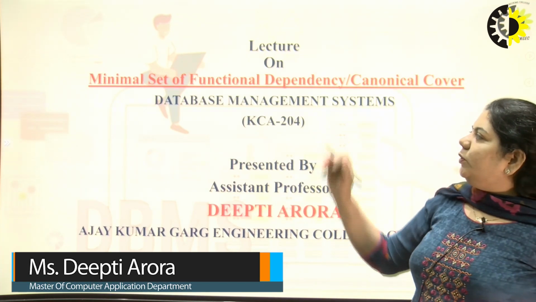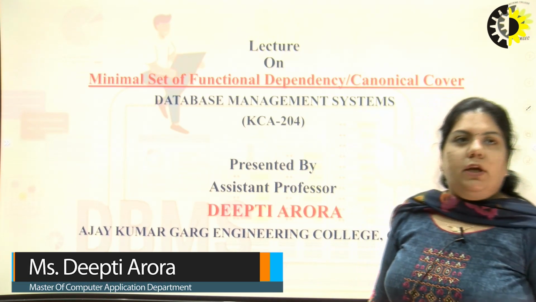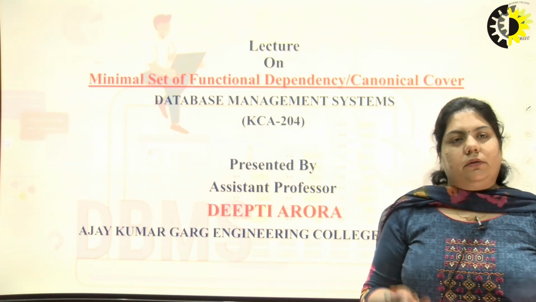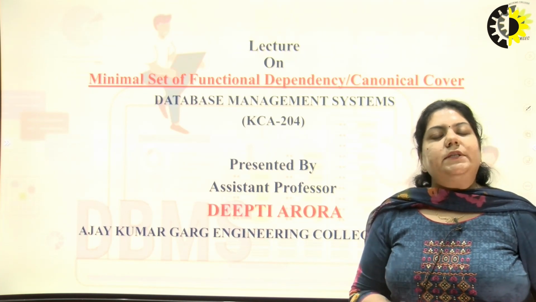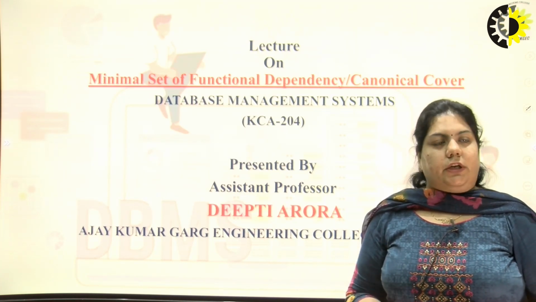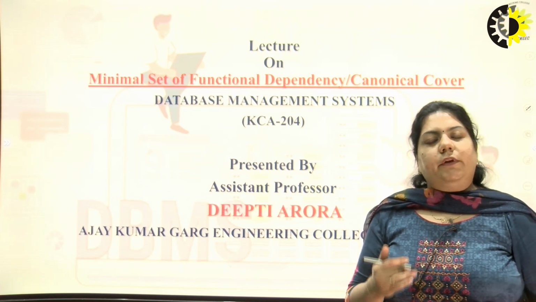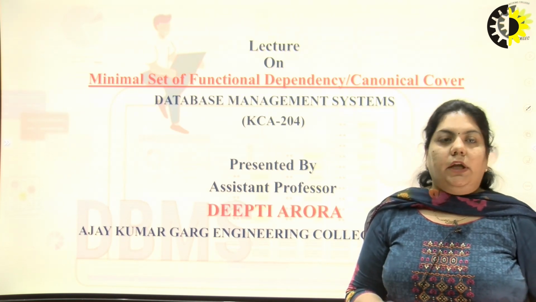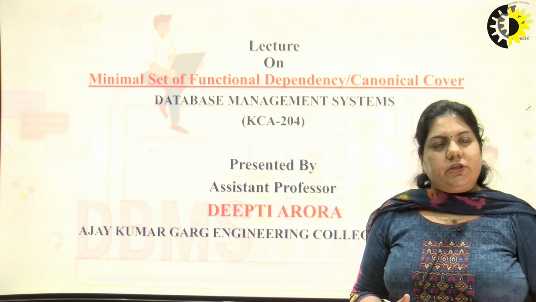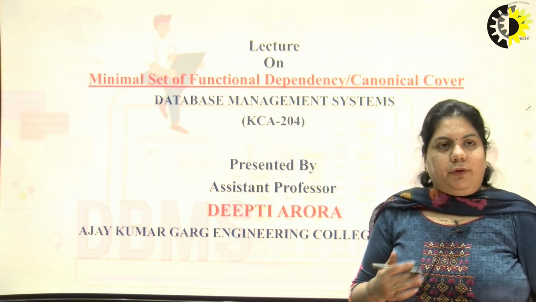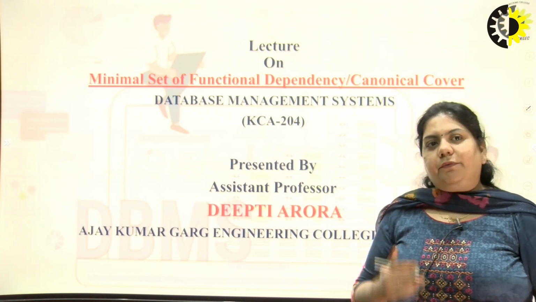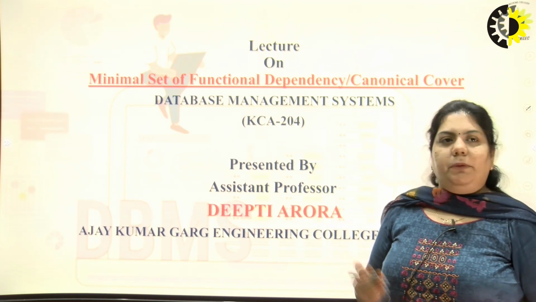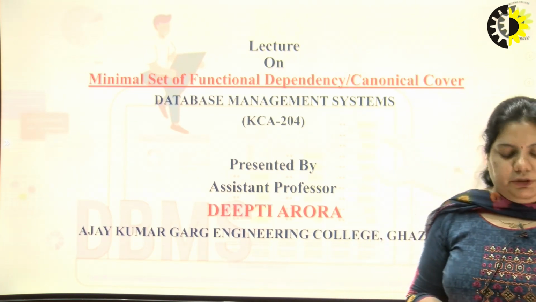Today we will discuss a minimal set of functional dependencies, or we can say a canonical cover. We will see how we can find the canonical cover from a given set of functional dependencies on a relation. Given a functional dependency, we will find the minimal cover set. We have to first know how to find the closure of a functional dependency. After knowing that, we can find the minimal cover or canonical cover from that functional dependency.